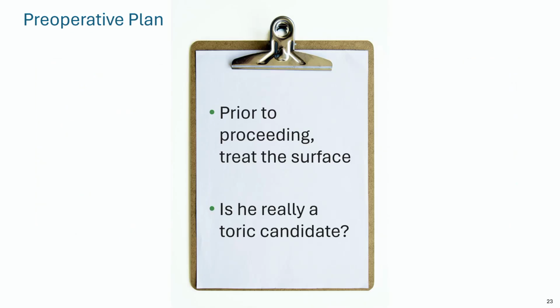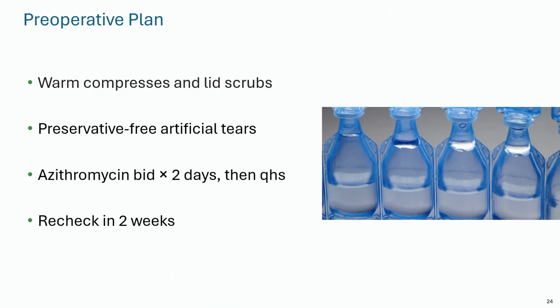So prior to proceeding, just like any of my patients, I like to make sure the surface is treated. And the question is, is he really a toric candidate? So what was my plan? We're going to treat these 2 things, the lids and the dry eye. Started him on warm compresses and lid scrubs, preservative-free artificial tears, a 2-week course of azithromycin, and I had him come back in 2 weeks.